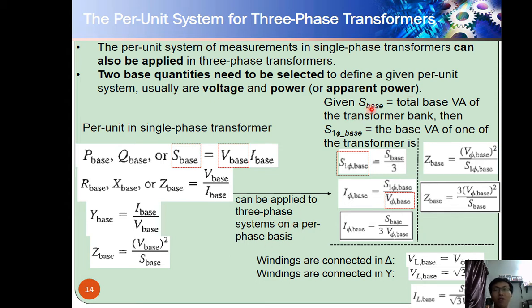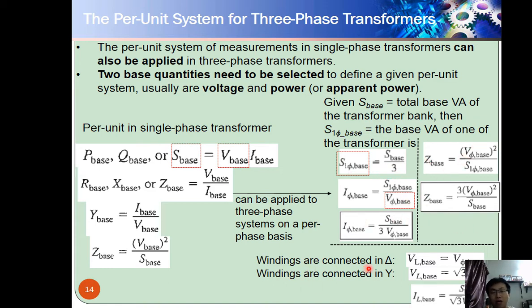For example, given S base is the total base VA of the transformer bank, the three-phase transformer bank, then the S for one phase base is the base VA of one of the transformers. It becomes S for one phase base is S base divided by 3. Then my I phase base is S one phase divided by V phase. Then I phase equals S base divided by 3 times V phase. First of all, we only need to change this into one single phase. Then the rest will be the same.